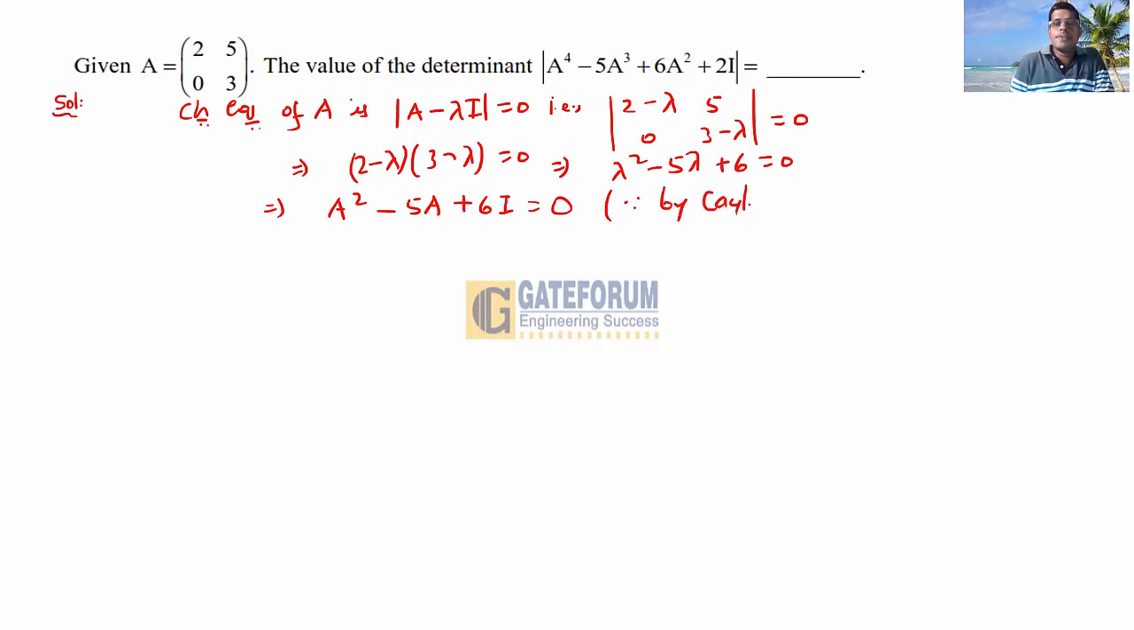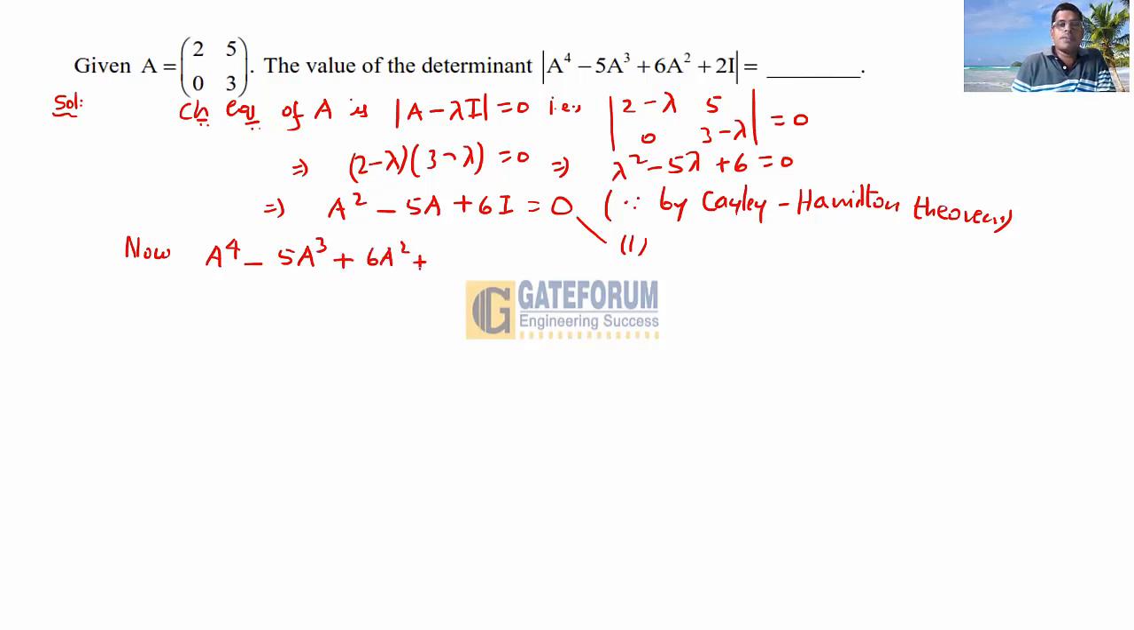Since by the Cayley-Hamilton theorem, but we have A power 4. Let us say this is equation 1. Now consider the matrix A power 4 minus 5A cube plus 6A square plus 2I. The highest power here is A power 4. In equation 1, the highest power of A is A square. So the difference is A square.